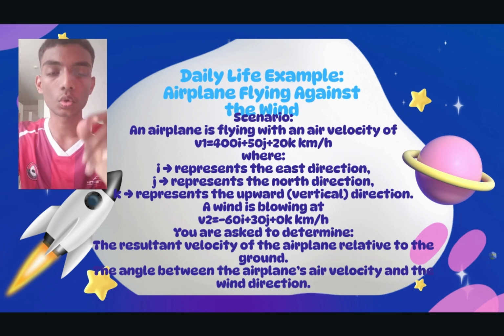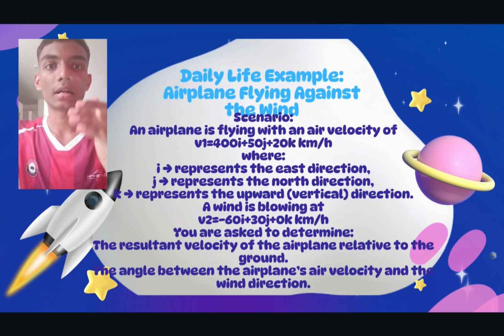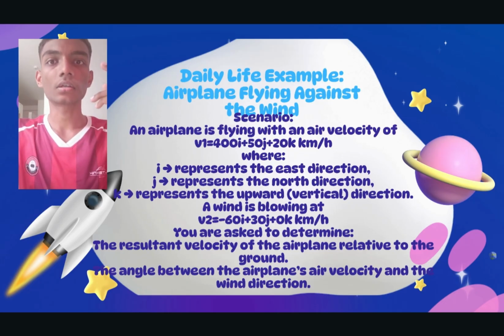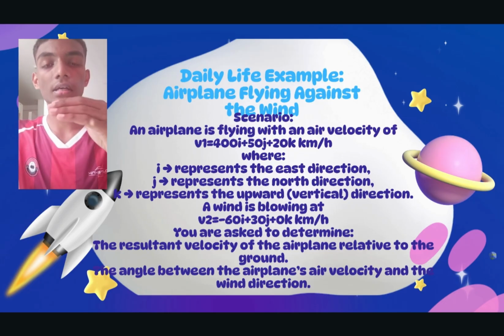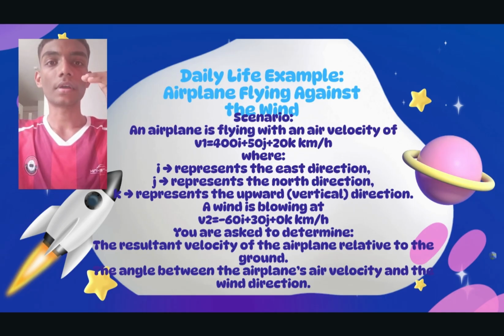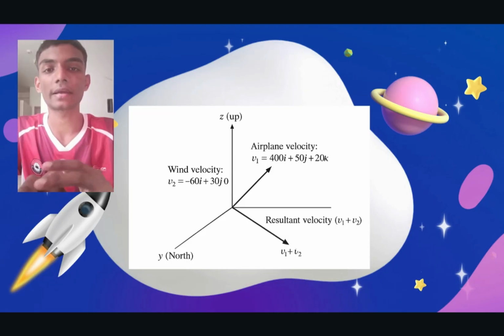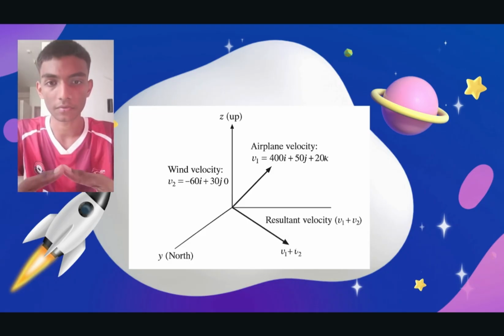per hour. You are asked to determine the resultant velocity of the plane relative to the ground, and the angle between the airplane's velocity and the wind direction. So this is the example diagram given of the airplane velocity, the wind velocity, and also the resultant velocity.